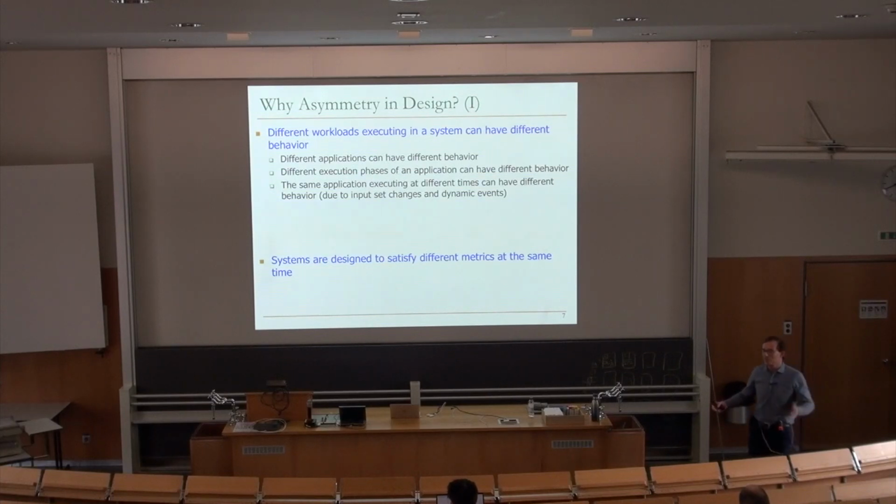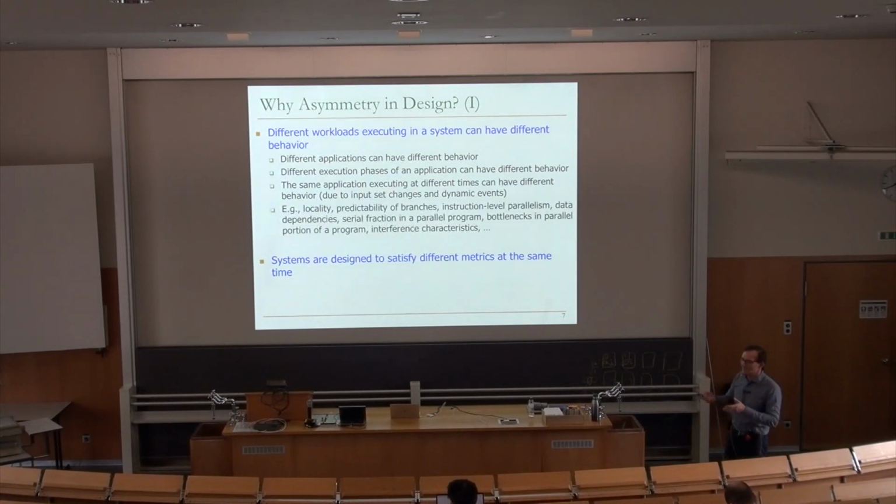Like when you're processing an image that's all black, that's different from an image that has a lot of changes in different parts of it, right? That's a very simple input set, but the behavior of the application differs a lot because of the function of the input set. And this affects many, many things that we've discussed. Locality, predictability of branches, instruction level parallelism, data dependencies that you have, serial fraction in a parallel program, how much can you parallelize, bottlenecks in the parallel portion of a program, as we will see, interference characteristics, and basically a lot of things over here.